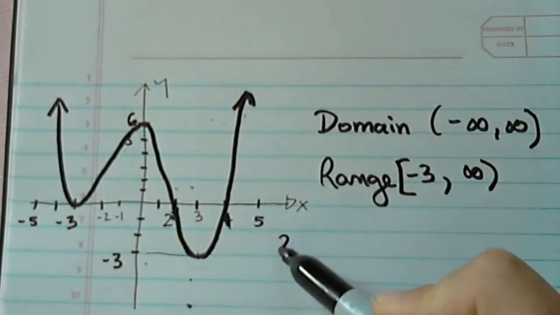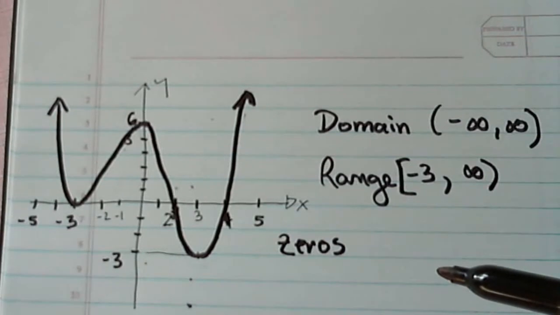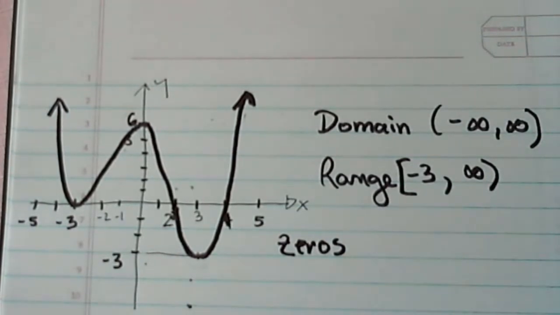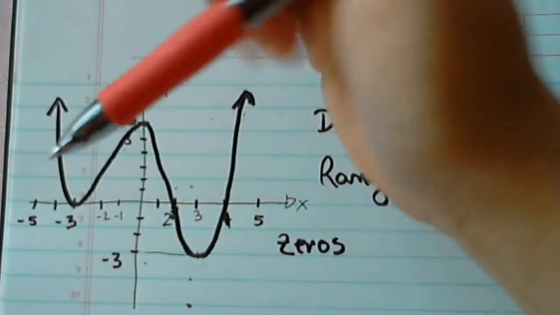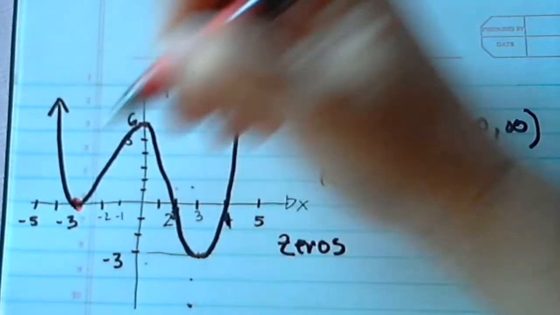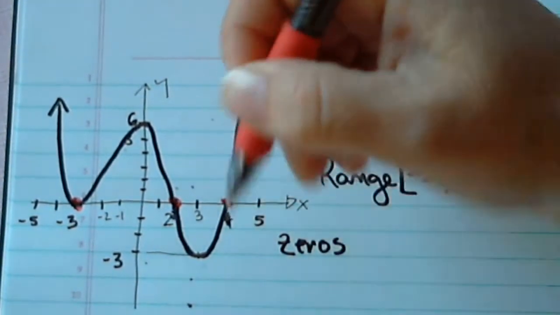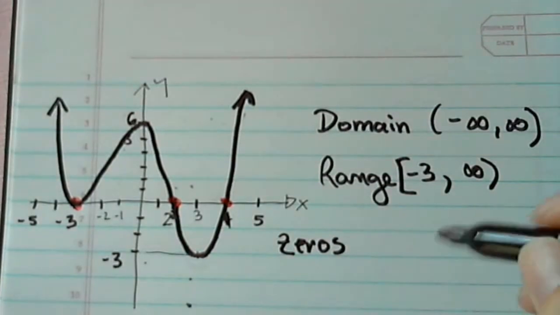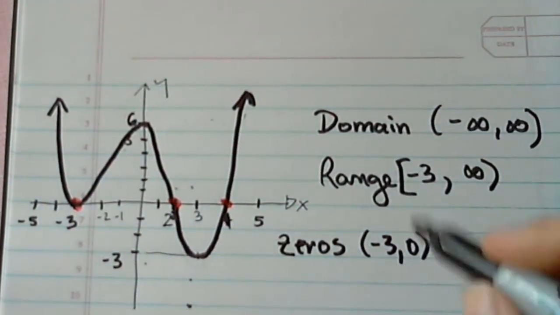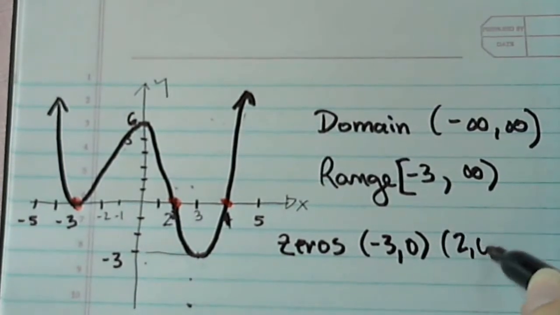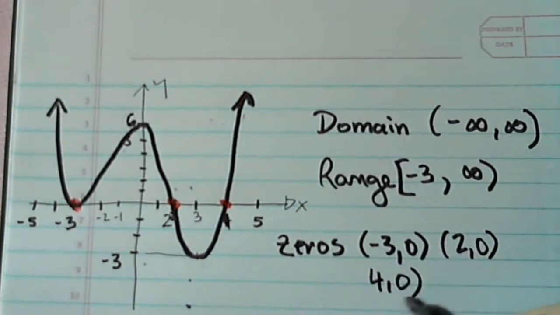Now, the zeros. The zeros are your x-intercepts. What kind of x-intercepts do I have here? Where does the graph cross the x-axis? Well, this point right here and right there. So my zeros, my x-intercepts are (-3, 0), (2, 0), and there's another one, (4, 0).